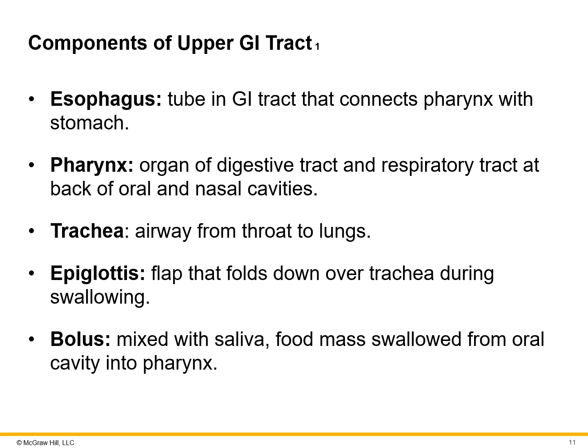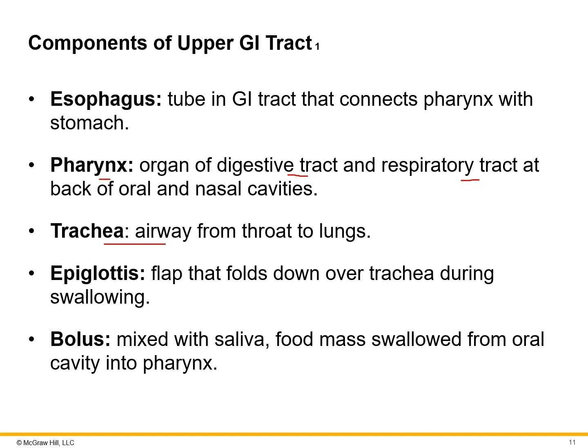Now, the parts of that GI tract, again, we already talked about the mouth, but also the esophagus, of course, connects the throat to the stomach. The pharynx, mainly we think about with our throat, but it's part of the digestive tract and the respiratory tract at the back of the oral and nasal cavities. The trachea, not part of digestion. That's the airway from the throat to the lungs.